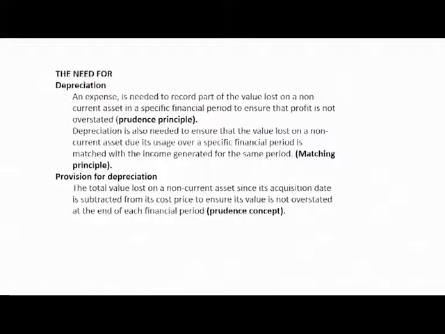Right, we go to provision for depreciation. If you don't understand what provision for depreciation is, it is the total value lost on a non-current asset since it was bought, which we subtract from the cost price to ensure that the value is not overstated. If this non-current asset has been used for a period of time, we have to subtract the value that it has lost through the time we have been using it, and that is the provision for depreciation, and that is the prudence concept again.